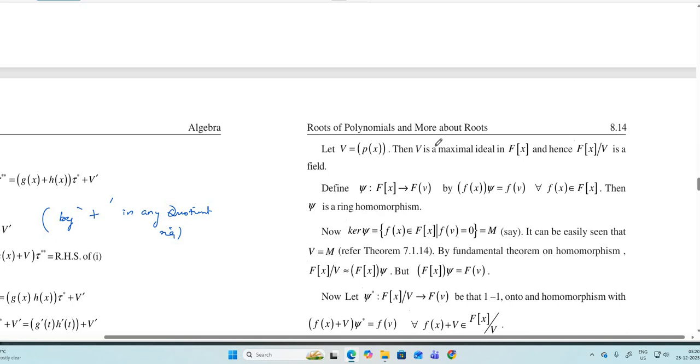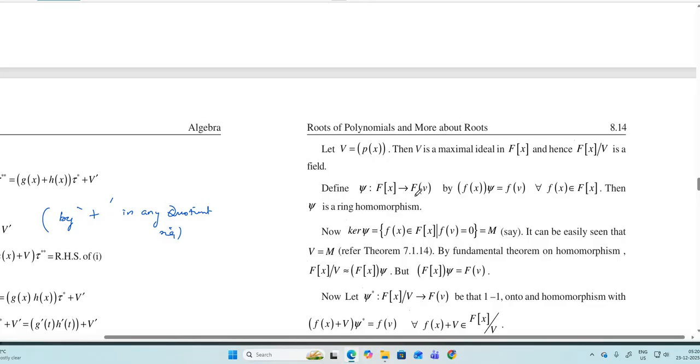So this is irreducible, means V must be maximal. You can refer to the last theorem in polynomial rings. There we have mentioned this, given the proof also. So V is maximal in F[x], and so this is a field. R by M is a field whenever M is maximal in R, R commutative with unit element. So using that result, you have F[x] mod V to be a field.